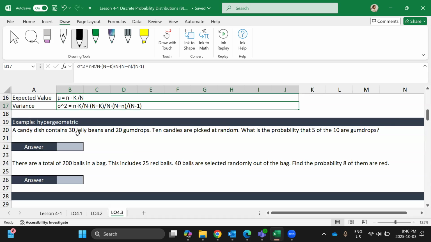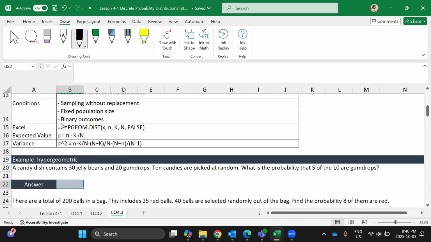The best way to understand the hypergeometric distribution is to look at some examples. For every named distribution we talk about, we'll talk about what it is, then we'll actually compute the answers. So a candy dish contains 30 jelly beans and 20 gumdrops. 10 candies are picked at random. What is the probability that 5 of the 10 are gumdrops?